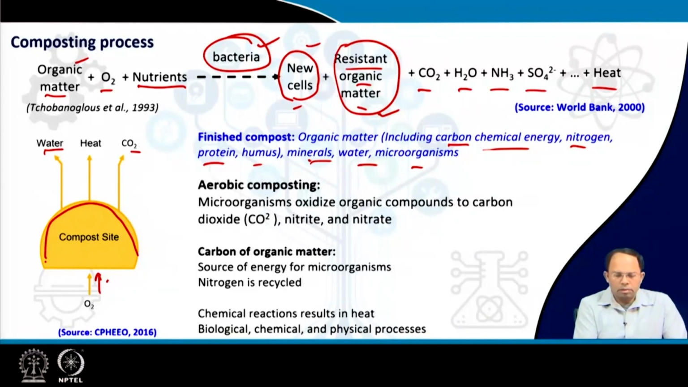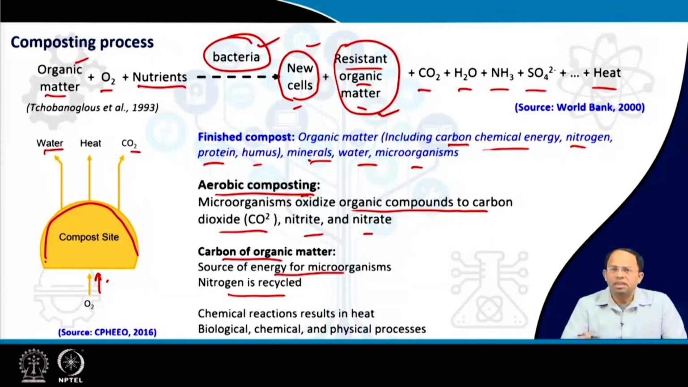So as we have talked about earlier, we usually go for aerobic composting. Anaerobic is also possible, but usually the preferred method is aerobic, and microorganisms oxidize organic compounds to carbon dioxide, nitrite, and nitrates. Carbon acts as the source of energy, and nitrogen helps in the recycling process, and nitrogen is also recycled after the reaction. Chemical reactions result in heat.